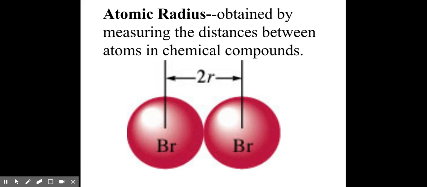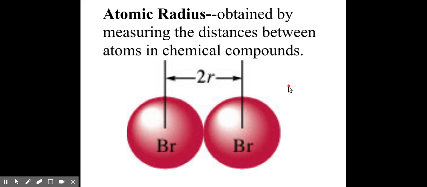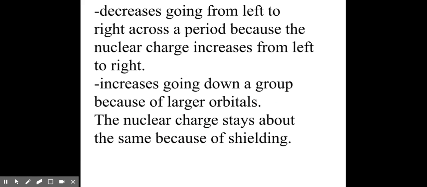That would be the actual radius of the atom, right? Except whenever they measure this, they measure 2 atoms together. Because it's very hard to actually just look at one atom, they measure the radius of 2 atoms, and then just divide by 2. So that's how it's taken. It will decrease going from left to right across the period, and then it increases going down a group because of the larger orbitals. As you add more electrons to the outside, it will increase.